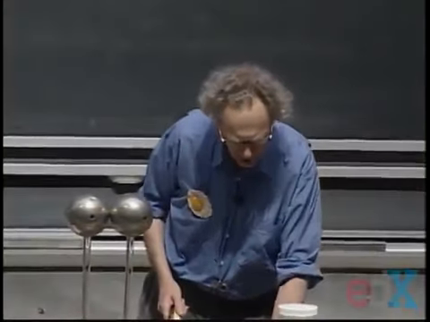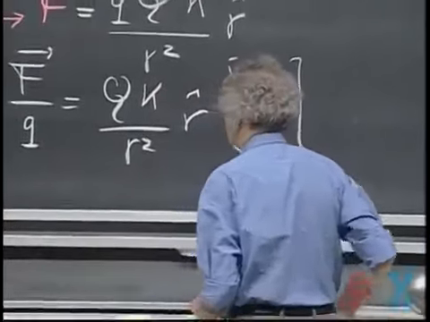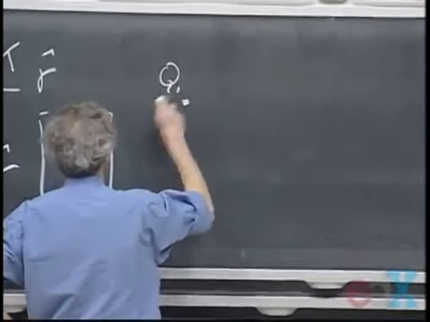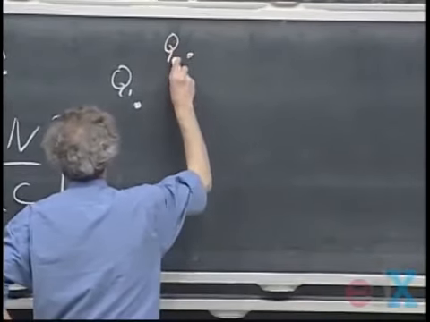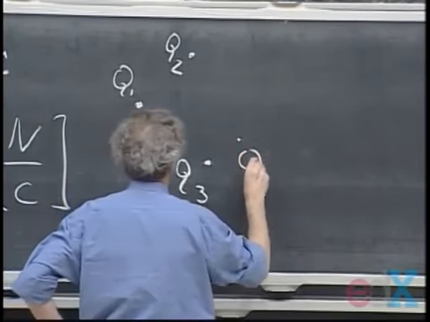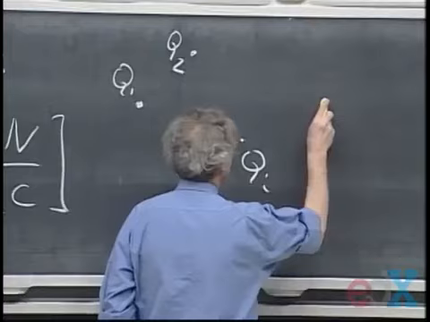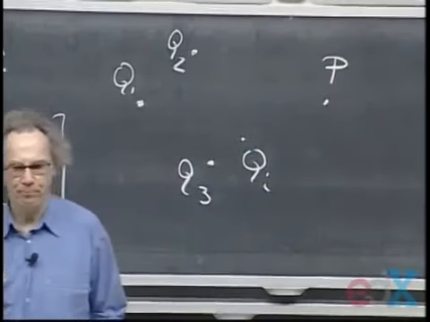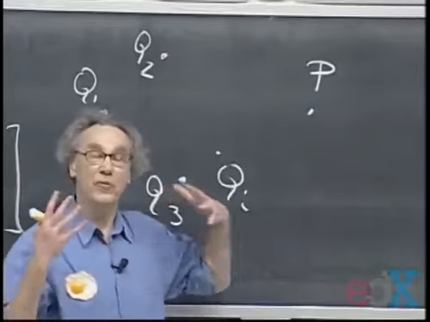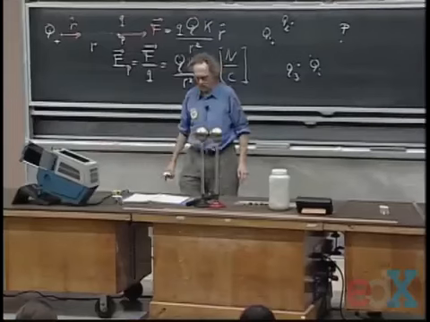What do we do now when we have more than one charge? Well, if we have several charges, here we have Q1, and here we have Q2, and here we have Q3, and let's say here we have Q sub i, we have i charges. And now we want to know what is the electric field at point P. So it's independent of the test charge that I put here. You can think of it, if you want to, as the force per unit charge. You've divided out the charge.